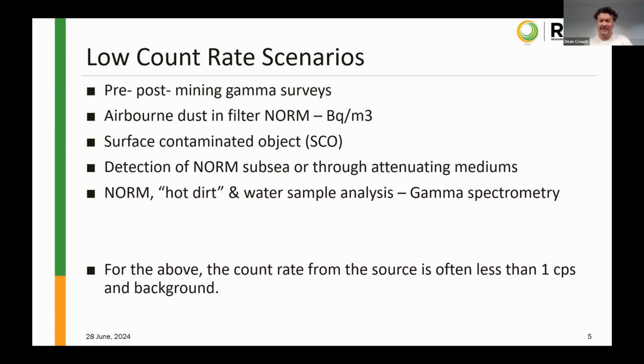NORM and hot dirt, sample water analysis, these are usually really, really low count. Again, if you're looking to release something as non-controlled waste, you are looking at very, very low contamination levels, which lead to very, very low count rates. So for all the above that I've shown you, with maybe the exception of the NORM stuff, your count rate is going to be less than 1 count per second, and certainly within the range of background. So teasing out your signal from your background will be challenging.